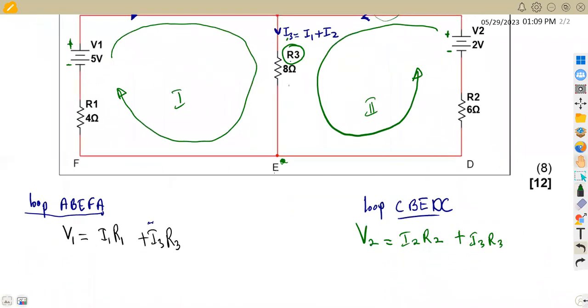Okay, so from the first loop, let us insert our values. We said V1, and our V1 is 5. So 5 is equal to I1 times our R1, which is 4.